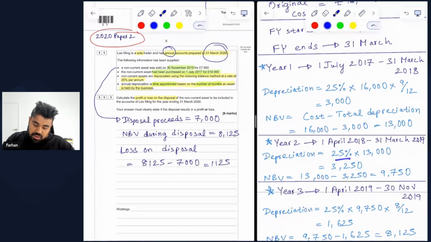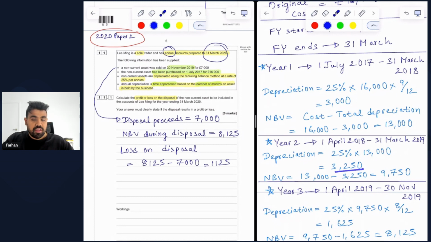So 25% is multiplied on the net book value that we had calculated at end of the previous financial year. So 25% multiplied by 13,000 will give the depreciation for year 2 to be 3,250.